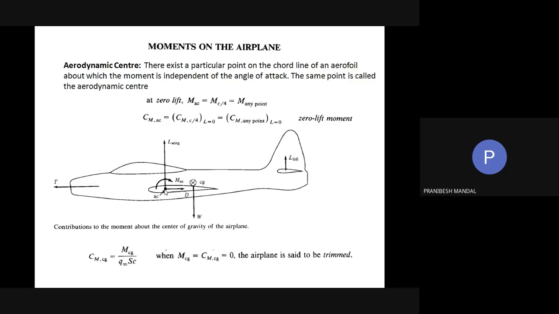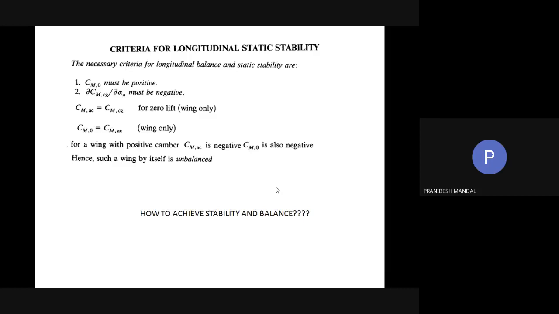But obviously, if we have a negative lift in the tail, it will be having a positive moment about the CG, yes or no? Yes, sir. So people suggest that in order to have the stability, this particular slide actually says what I have told, that CMAC is by default negative. So how to achieve stability and balance?